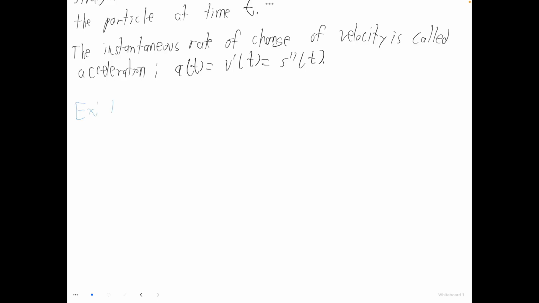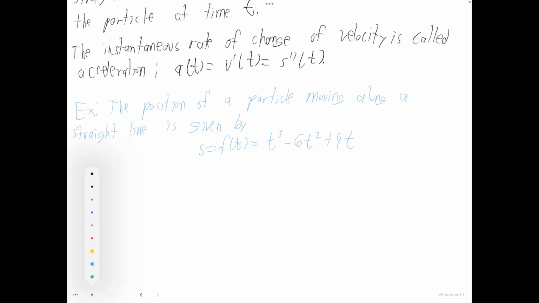And so we're going to suppose the position of a particle moving along a straight line is given by s equals f of t is equal to t cubed minus 6t squared plus 9t. And so this is our position function. And we're just going to answer questions about this particle.